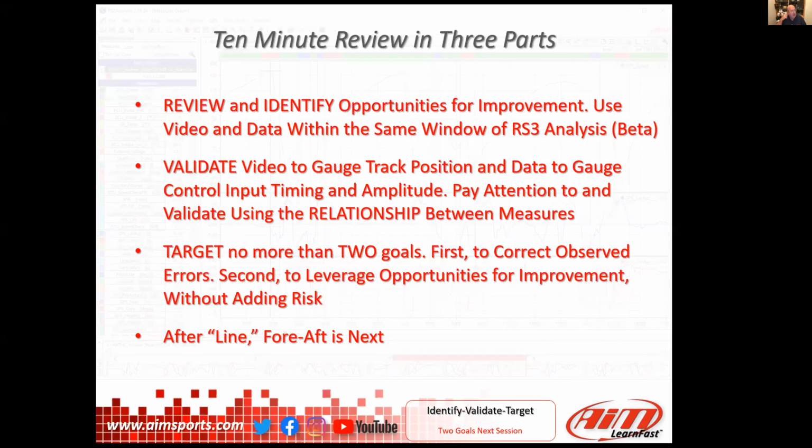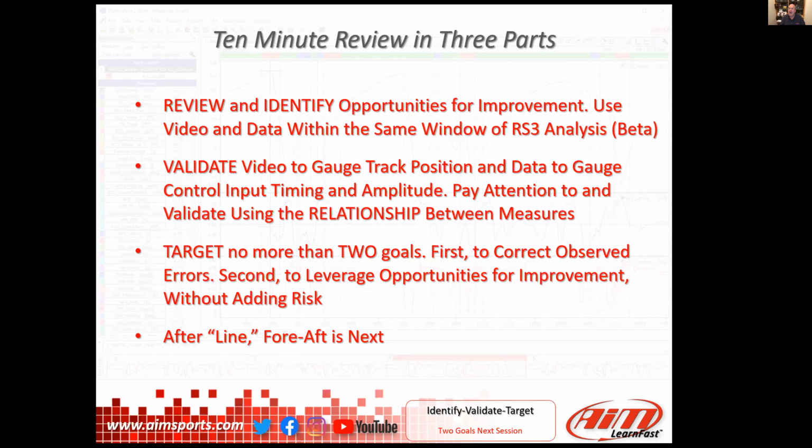So much of this is just squaring what actually happened with what you think happened. And what we want to do is figure out what exactly happened, and correct those observed errors. So if I'm missing a corner more than once in the video, then I need to work on that corner. But then the next thing is to leverage opportunities for improvement.